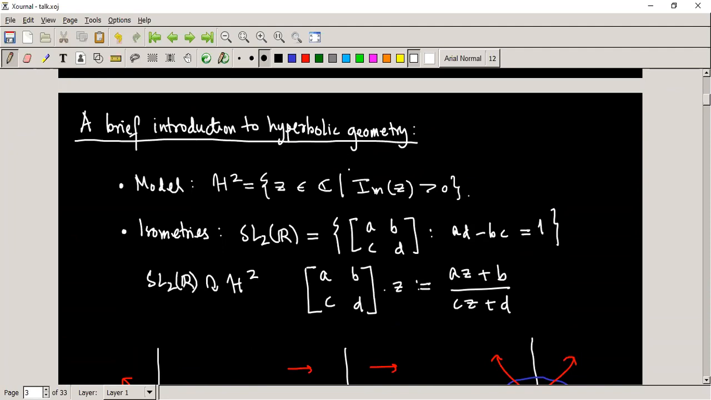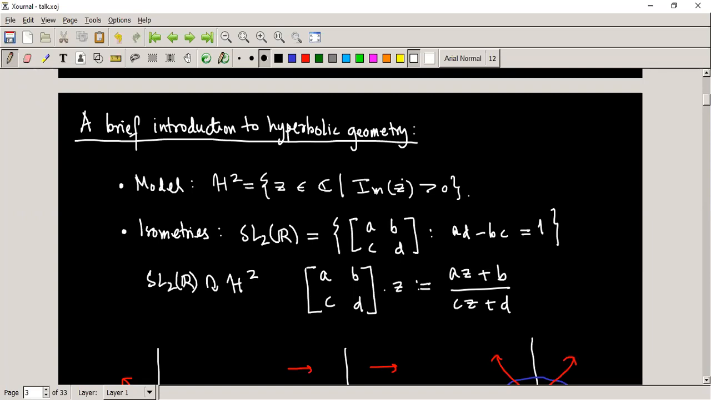So let me say something about hyperbolic geometry. It will be weird if you haven't heard of it before, but I think some people are already quite familiar with it, so let me say something to balance it out. The basic model of hyperbolic geometry that I'm going to use is the upper half plane, all complex numbers with positive imaginary part. And the way I would describe the geometry is from the Kleinian perspective.